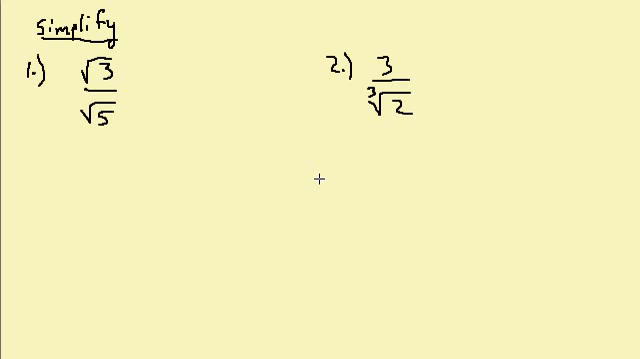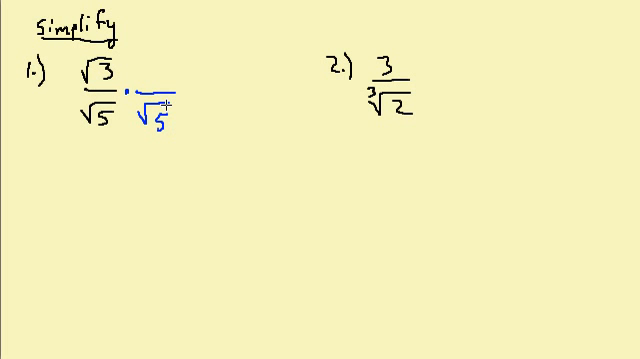Alright, this is the third video on simplifying radicals, and in this video we're going to learn how to rationalize a denominator. Whenever we're simplifying radicals, we can't have a radical in the denominator of a fraction, so we need to get rid of it. So to get rid of that square root of 5 in the denominator, I can multiply it by the square root of 5.